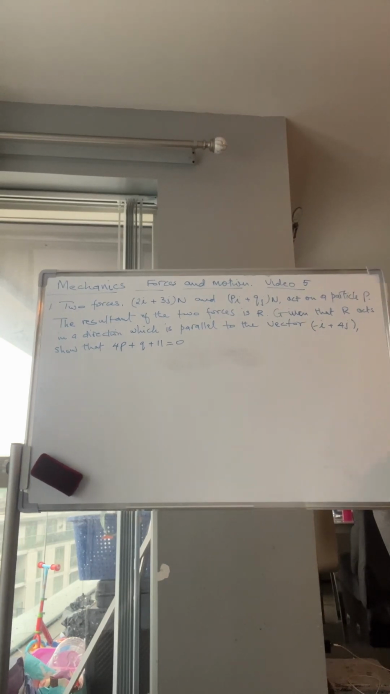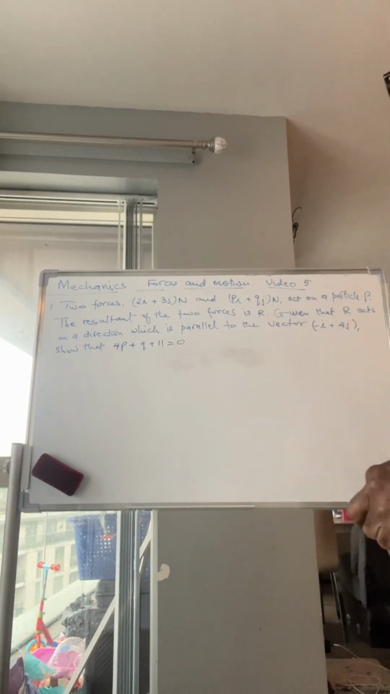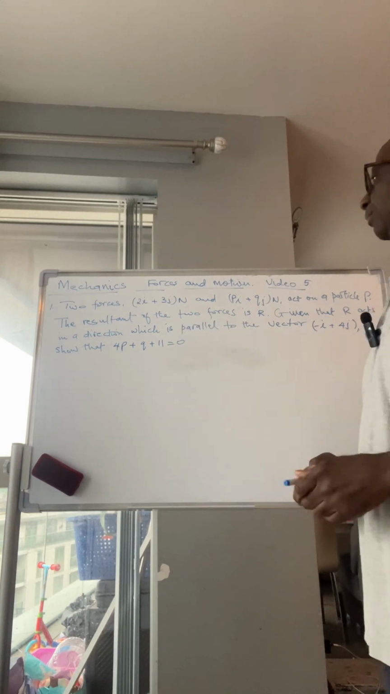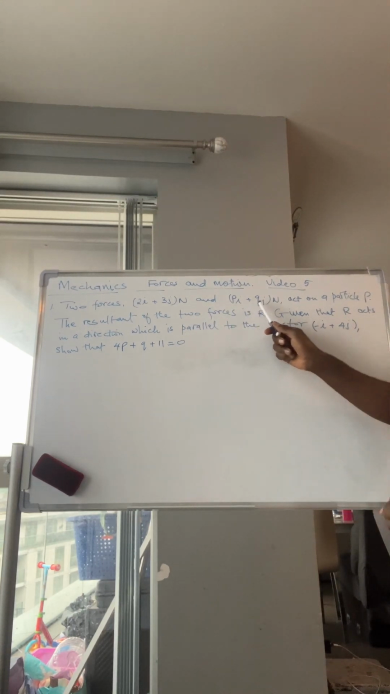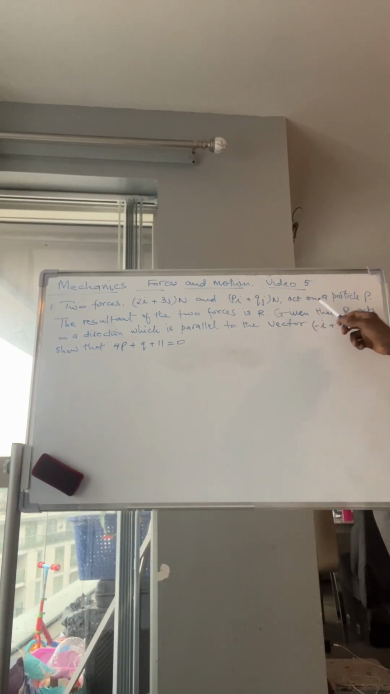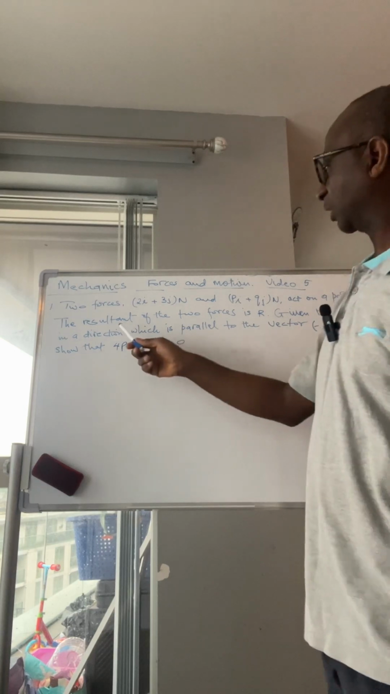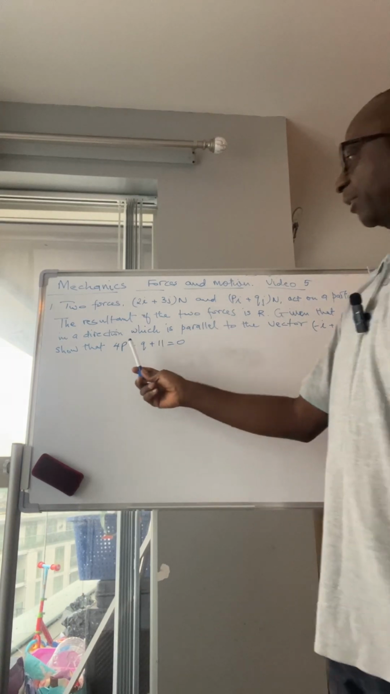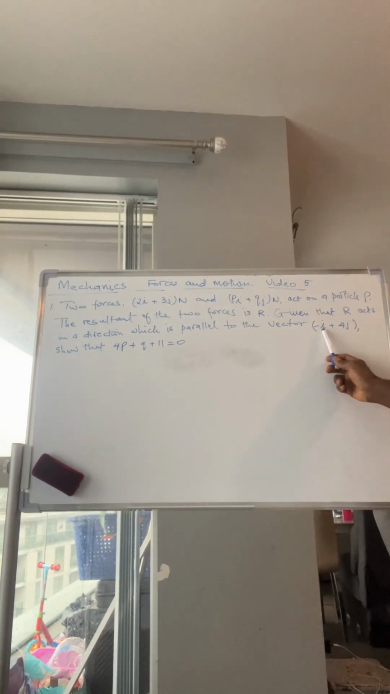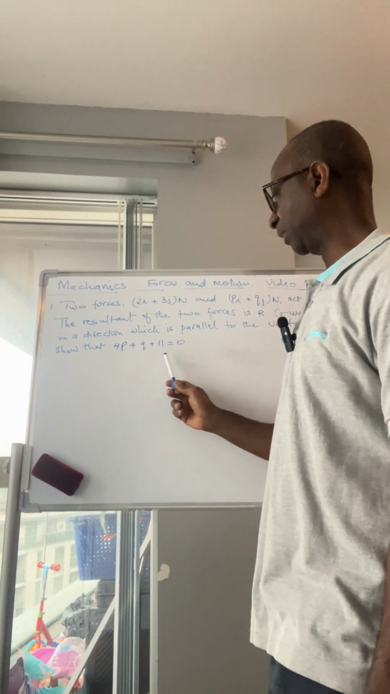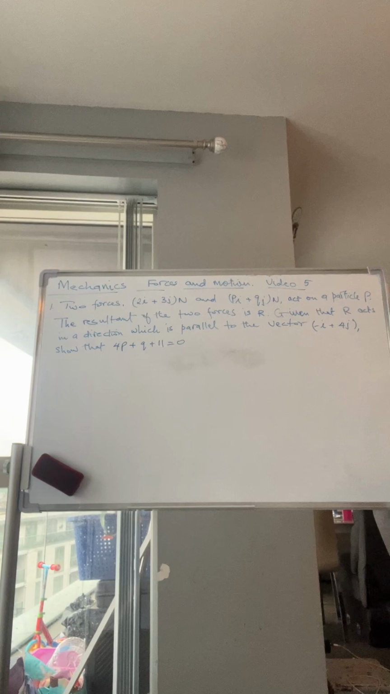The problem here reads: two forces, (2i + 3j) newtons and (pi + qj) newtons, expressed in vector form, act on a particle P. The resultant of the two forces is R. Given that R acts in a direction which is parallel to the vector -i + 4j, show that 4p + q + 11 = 0. So many things here.